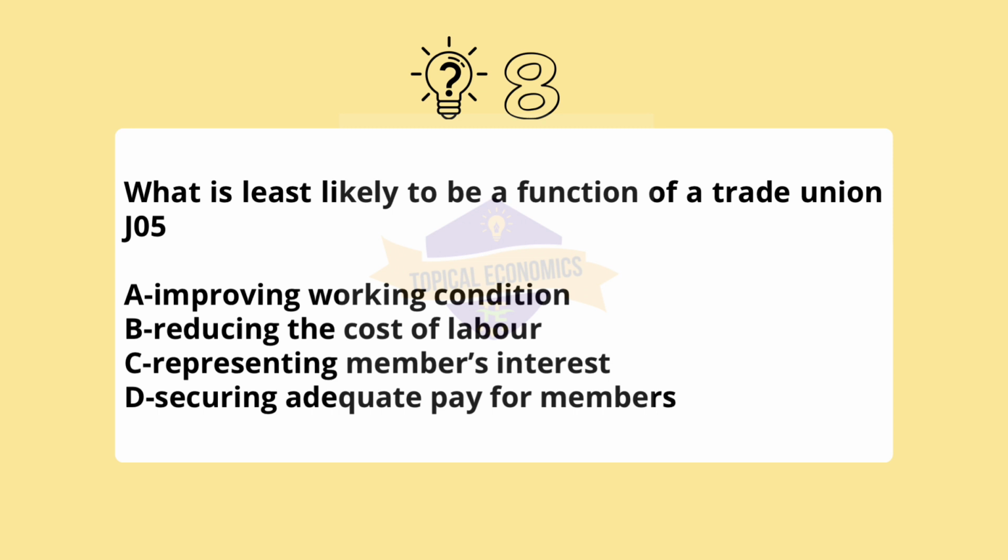Coming to question number 8. What is least likely to be a function of a trade union? This is from your June 2005. Option A, improved working condition. Option B, reduced cost of labor. Option C, representing members' interests. Option D, securing adequate pay for members.